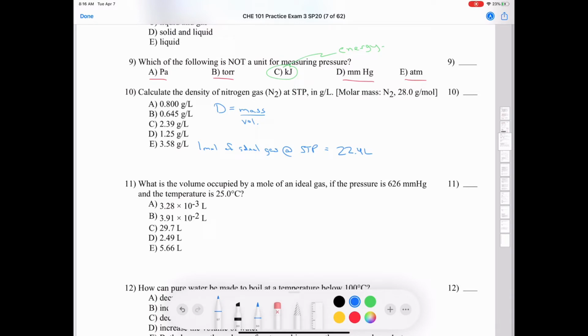Now, where am I going to get the mass? Well, I know the molar mass of nitrogen, N2, is 28 grams per mole. And this volume, 22.4 liters, is for 1 mole. Therefore, I can just plug in 28.0 grams for my mass, and my volume is 22.4 liters. So when I plug that into my calculator, I get a density of 1.25 grams per liter, which is D.